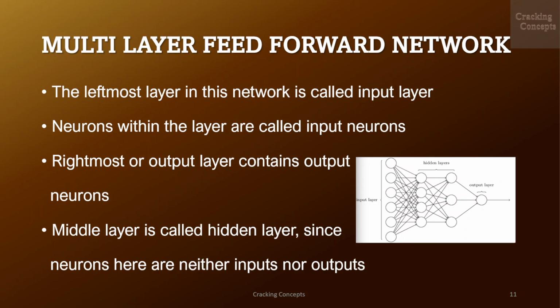Now we look into the architecture of neural networks. The leftmost layer in this network is called the input layer, and the neurons within the layer are called input neurons. The rightmost or output layer contains the output neurons, or as in this case, a single output neuron. The middle layer is called a hidden layer, since the neurons in this layer are neither inputs nor outputs.